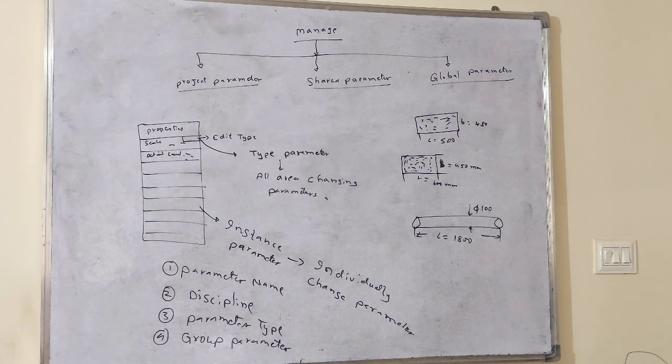Okay, so now you just remember in such a way that there are 3 types of parameters we can able to work. One is project parameters, another is shared parameters, next one is global parameters. There are 3 types of parameters. You can see here in manage menu, there will be 3 types of parameters you can able to see. Now this icon is indicating project parameters. This icon is indicating shared parameters. And this icon is indicating global parameters. So there are 3 types of parameters we can able to do it. So now you have to remember what is shared parameters, what is global parameters, and what is project parameters.